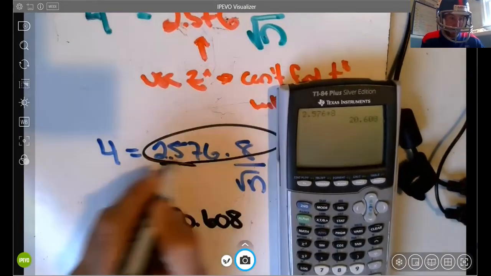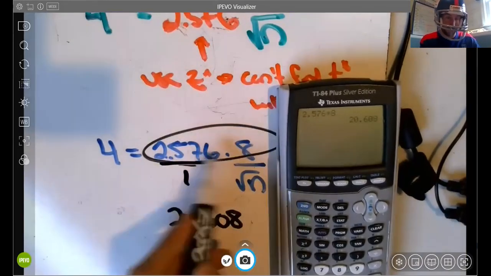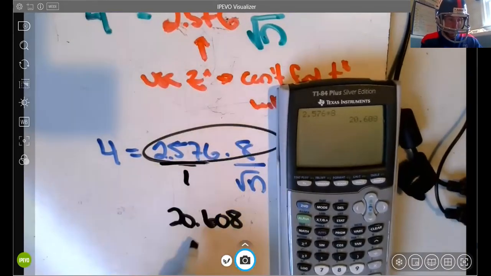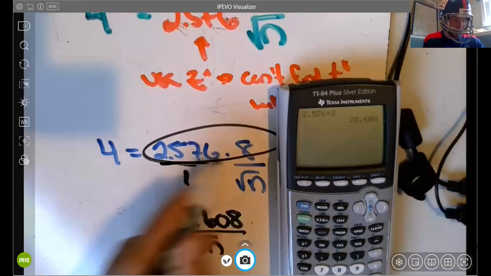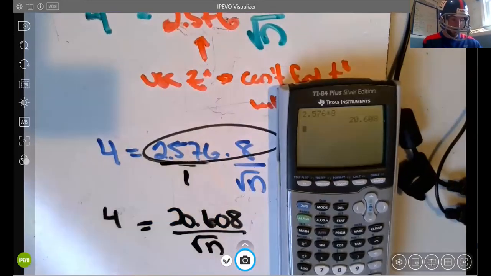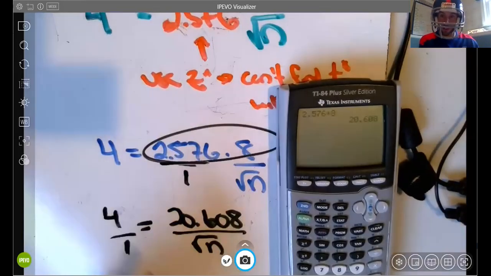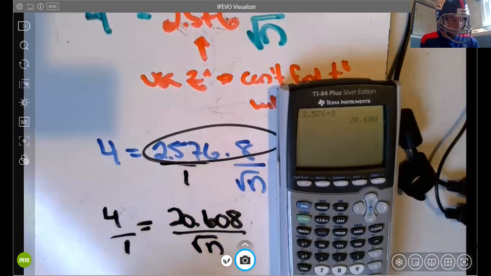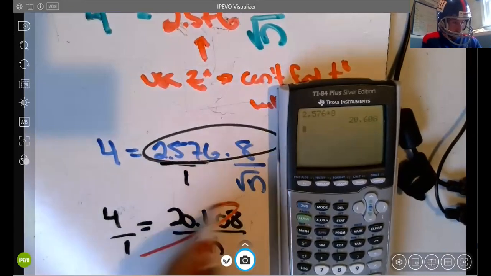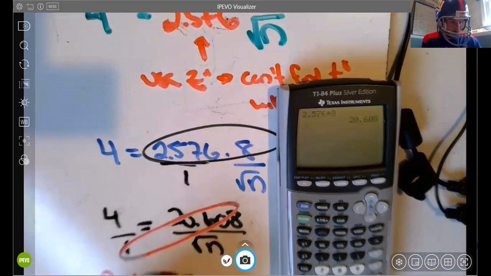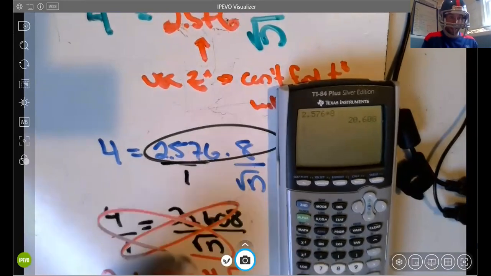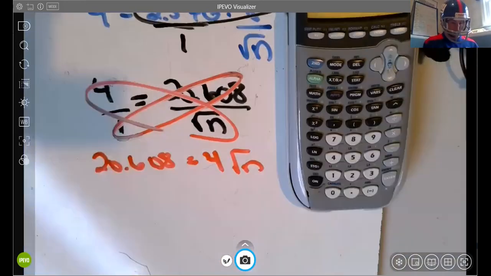So I could have written this over 1, and to multiply fractions, we just multiply the tops and the bottoms. So now I have 20.608 over the square root of n. Similarly, I could put this 4 over a 1. If you look at this blue equation and it's easy for you to solve, then do whatever you've got to do to get the right answer. But if you hesitate at all, this seems to work. From here I could cross multiply, so 20.608 equals 4 times the square root of n.